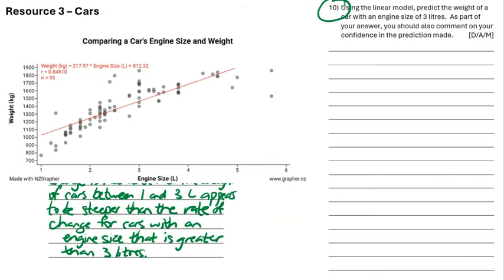Okay, we're now into question number 10, and question number 10 carries on from that CARS data, resource 3. So using the linear model, and just to note, the linear model is always this red thing from Grapher. So that's our linear model, our equation. Predict the weight of a car with an engine size of 3 liters. So 3 liters is what we're aiming to predict. As part of your answer, you should comment on your confidence in the prediction that you made.